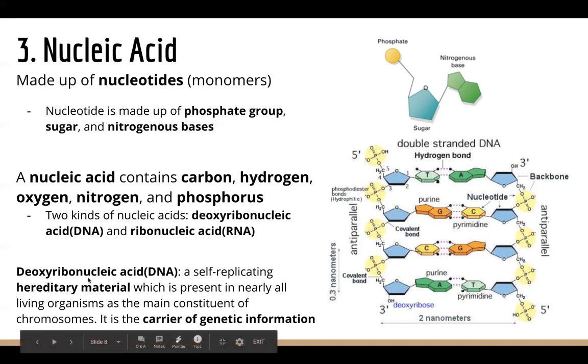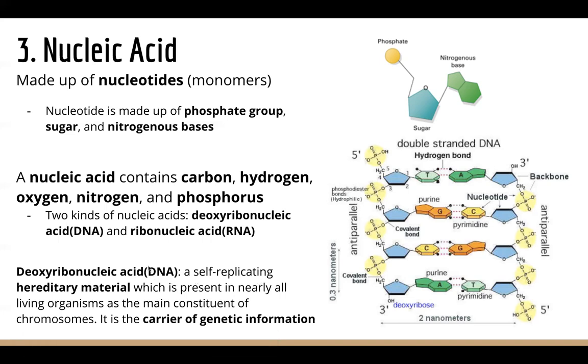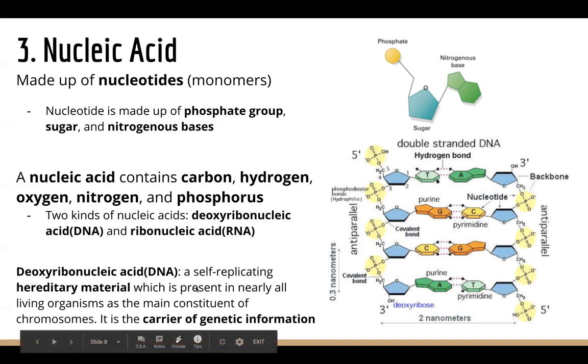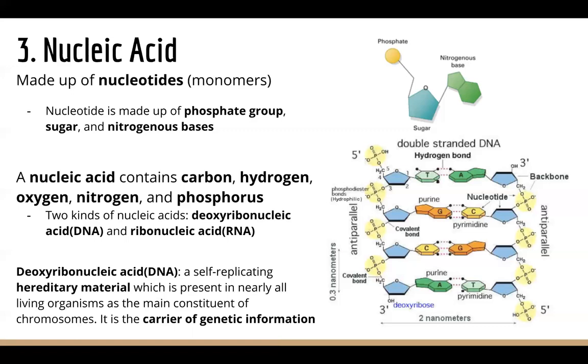And we say that deoxyribonucleic acid, which is DNA, is a self-replicating hereditary material which is present in nearly all of the living organisms that we can find in this world. And it is very important because it carries our genetic information through our generations. And once you have a kid, your kid will carry your genetic information, half of it from you and half of it from your partner.